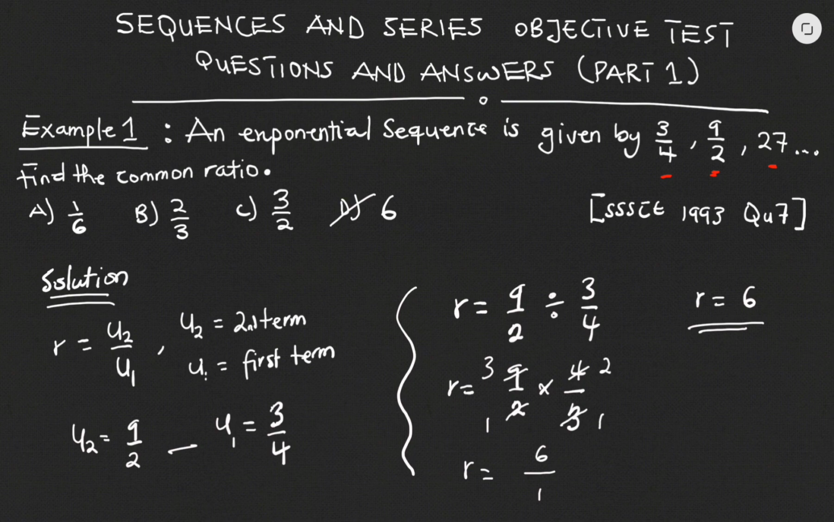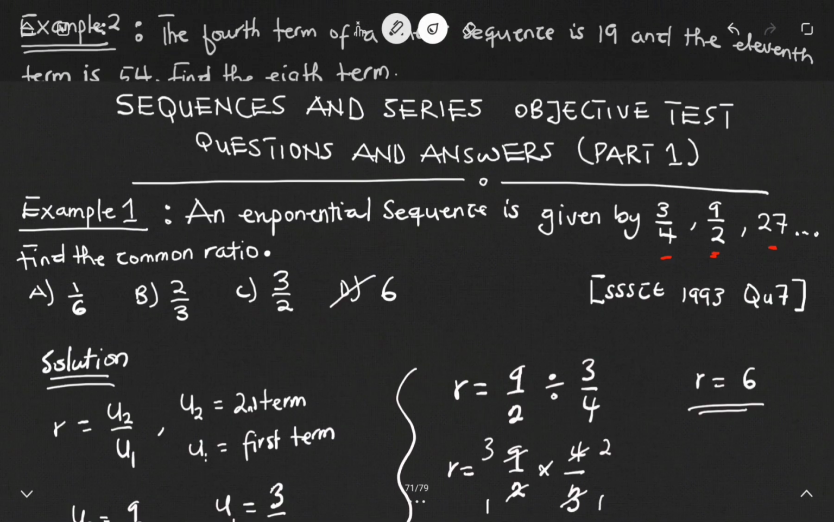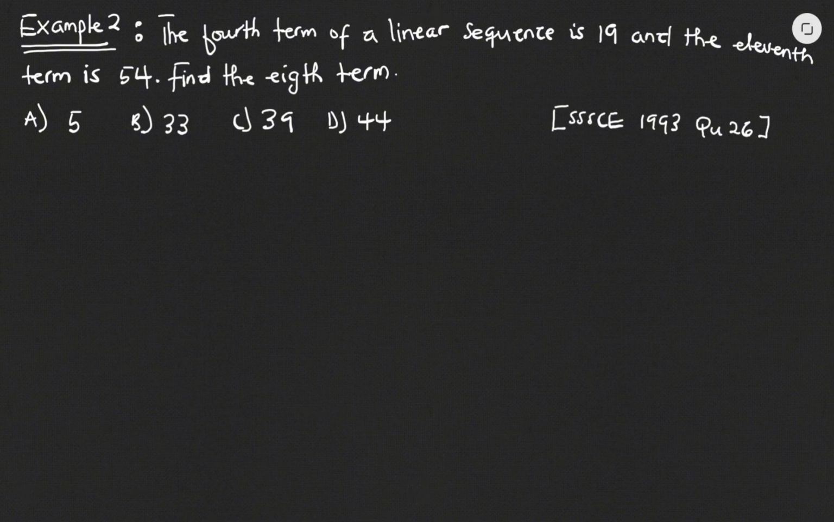All right, let's have a look at the second example. The fourth term of a linear sequence is 19 and the 11th term is 54. We have to find the 8th term. The options are: A is 5, B is 33, C is 39, and D is 44. This is the SSCE 1993 question number 26. All right, so let's have a look at the solution to this problem.